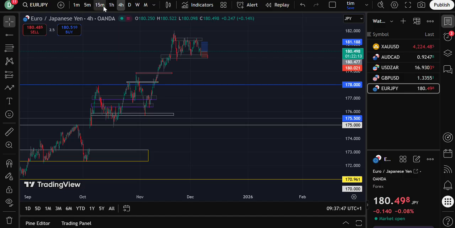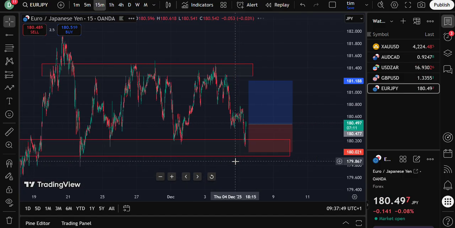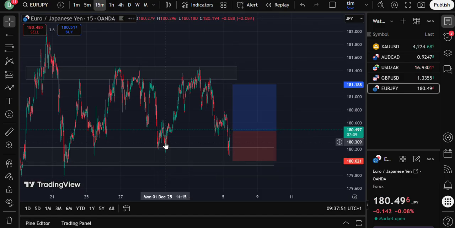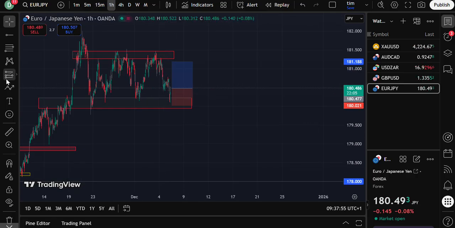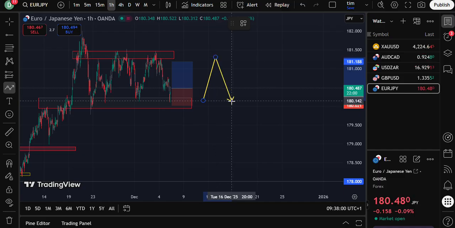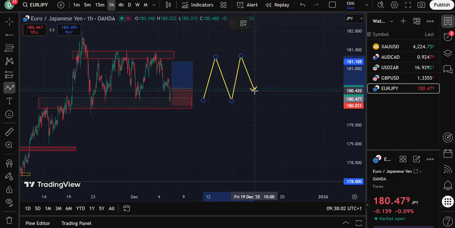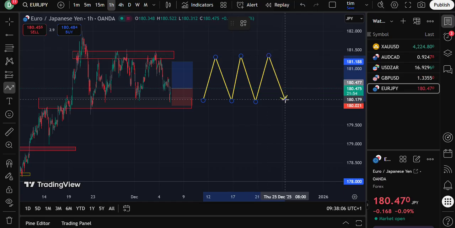So going on to the lower time frames, it's been on consolidation. Consolidation is basically such movement that the chart is in a particular area and it's not really breaking it that much. And that was basically my idea of this trade.